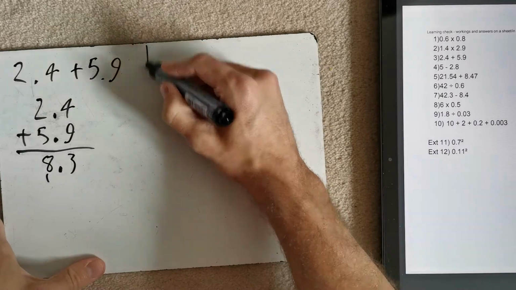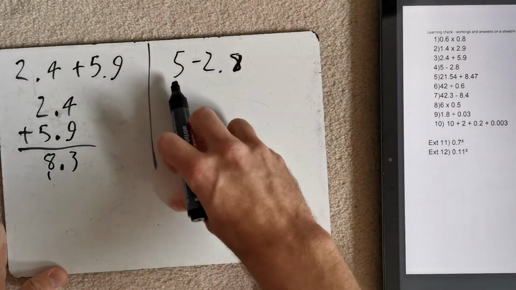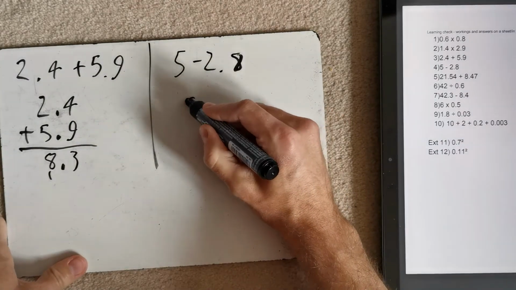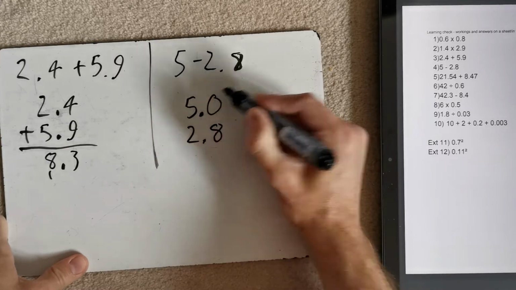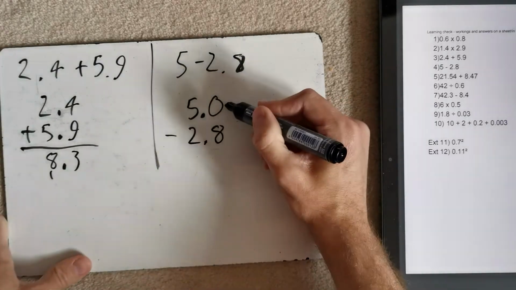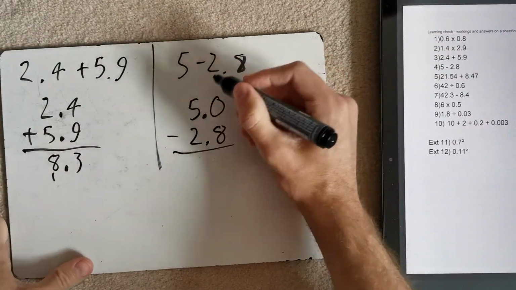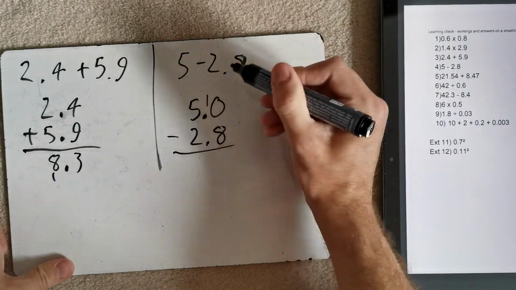Next up, 5 take away 2.8. Line up the decimal points first. Where is the decimal point for the 5? Decimal point for the 5 is, of course, after it. Okay, fill in the blank with a 0. We're doing take away. 0 take away 8. Can't do easily without going into negatives. Of course, we can't do negatives when we're doing this kind of thing. So let's do a bit of borrowing.